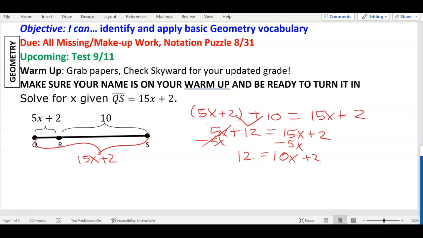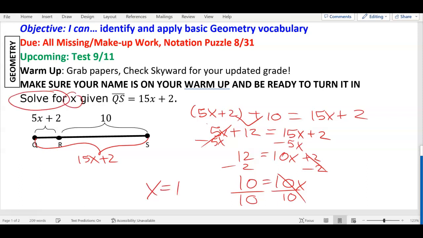On the right side, I got to get rid of the 10 or the 2. Which one? The loner is 2, so to get rid of a 2 that's positive, what do? Subtract. So minus 2, minus 2. 12 minus 2 is 10 equals 10x. And then to get rid of that 10 in front of x, we divide, right? So to get rid of a number in front of x, you divide. On the right side, it cancels, but what is 10 divided by 10? 1. And is that what we're looking for? Solve for x, yes. Okay.